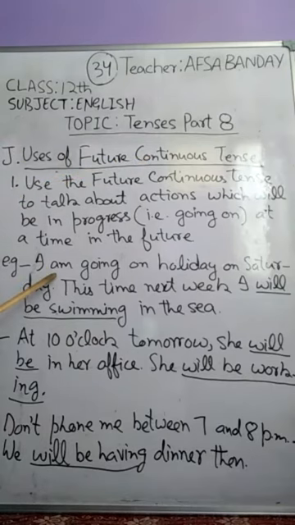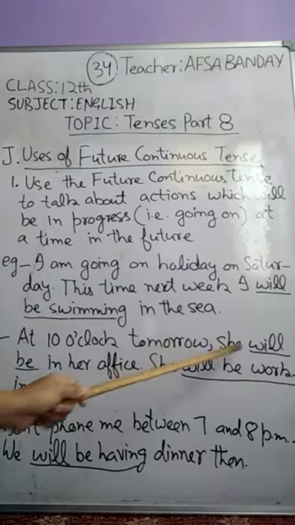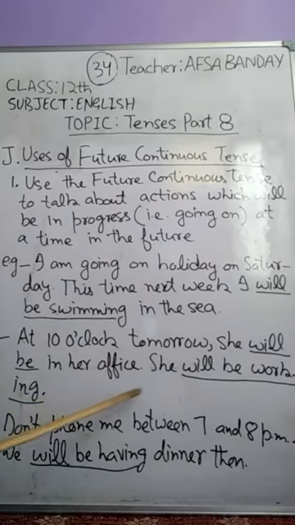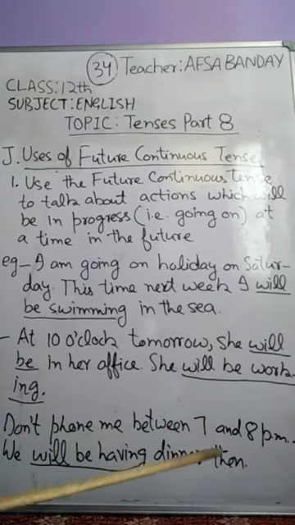For example, I am going on holiday on Saturday. So it's about the future. This time we are referring to a particular time. Next week, that means in the coming time, I will be swimming. What will I be doing? That means at that time it will be a continuous action. I will be swimming in the sea. Or at 10 o'clock tomorrow, again we are referring to the future, she will be in her office. So it's a future time. And what will she be doing at 10 o'clock? She will be working. That means it will be a continuous process.